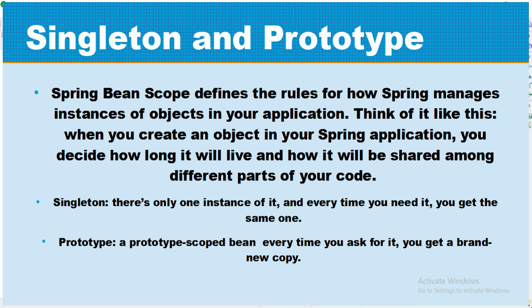We have Singleton, where there is only one instance of it, and every time you need it you get the same one. And we also have prototype, where every time you need it you get a brand new copy. So let's start with the example using the first bean annotation.